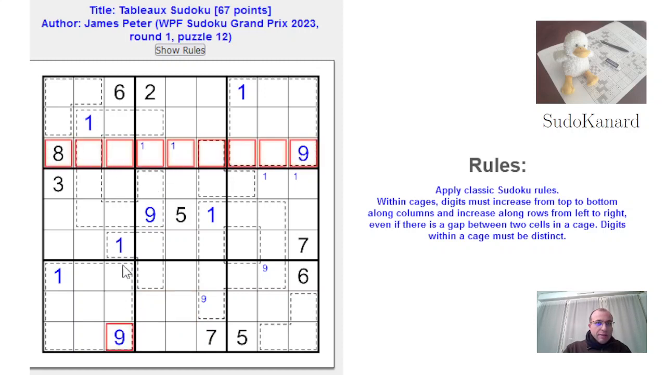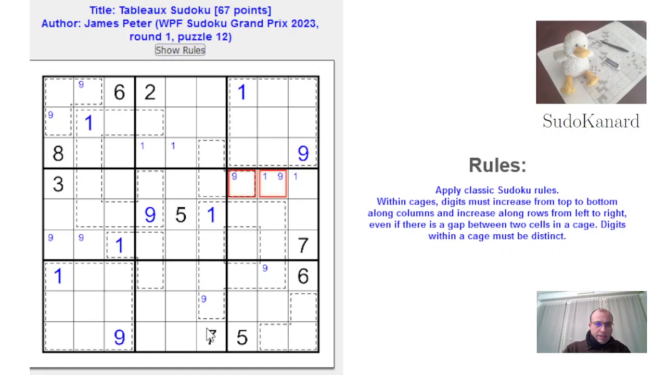Well, we have 9s excluded from those, and 9 will be in one of those two. It can't be in the top left because this digit is lower than this one. And in this area, 9 can't be repeated in the region. It can't be here. It can't be here. So we must have a 9 somewhere in there. And we must then have a 9 somewhere in there.